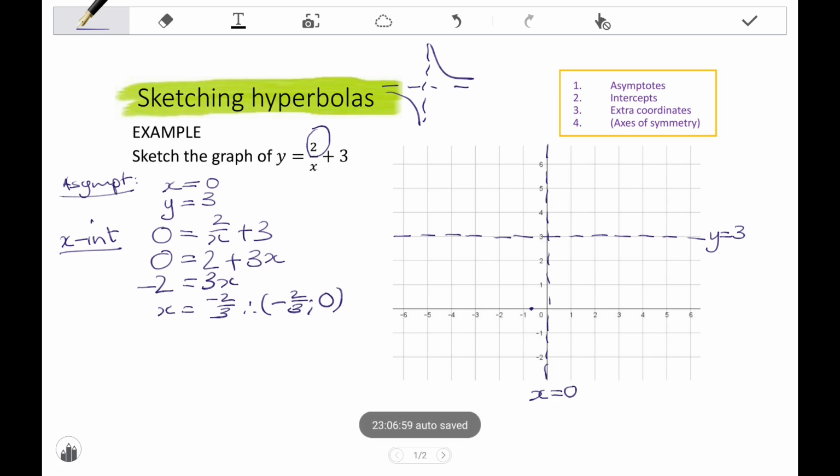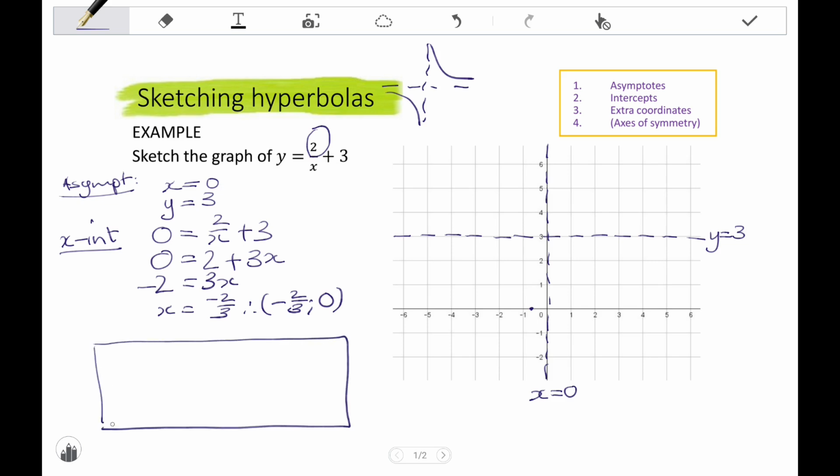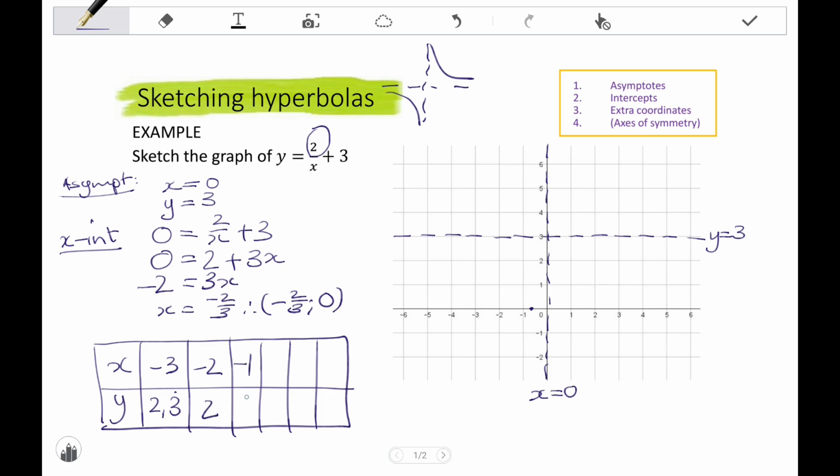Now you are welcome to use your calculator to give you a table of values, or you can do the old-fashioned calculation. But it is a waste of time in an assessment, so use your calculator. But yes, a table of values, and I want some on both sides of my vertical asymptote. So if I have x equals negative 3, the value is 2.3 recurring. Where x is negative 2, the value is 2. Where x is negative 1, the value is 1. Where x is 1, the value is 5. Where x is 2, the value is 4. And where x is 3, the value is 3.6 recurring, which is 3.67.